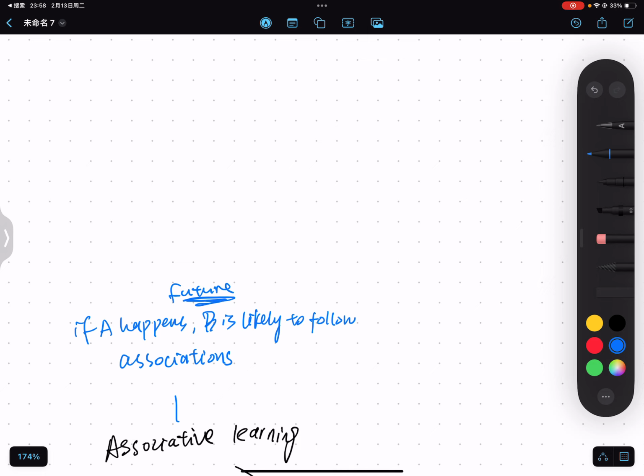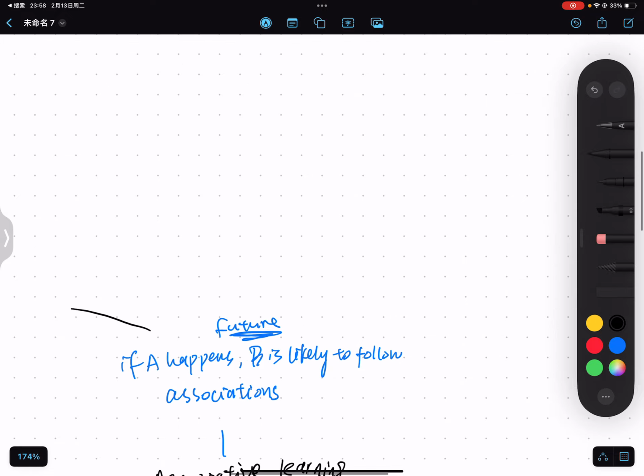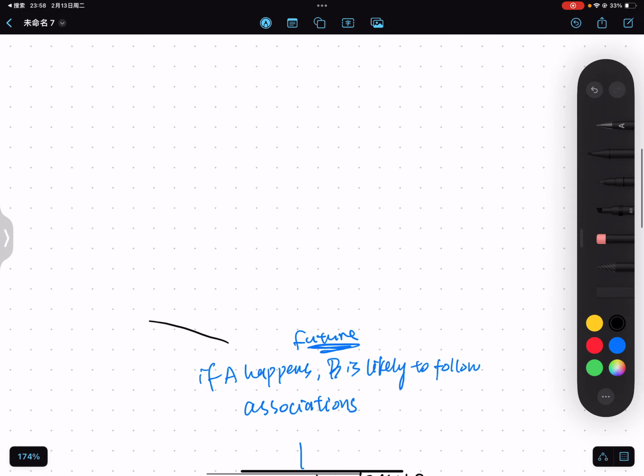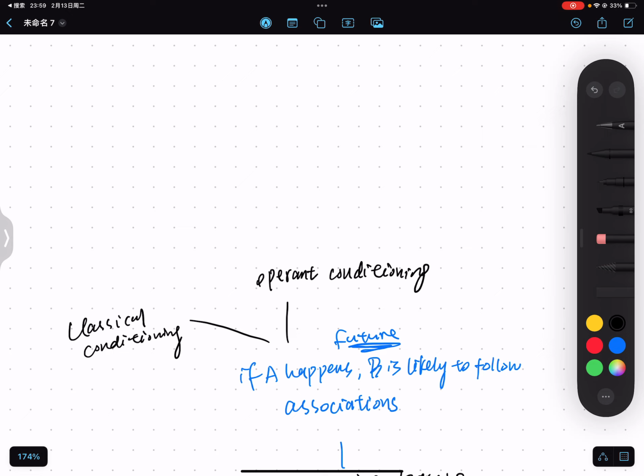Okay, so in associative learning, we have two important types of learning. One is called classical conditioning, and the second is called operant conditioning. I will talk about these two later.